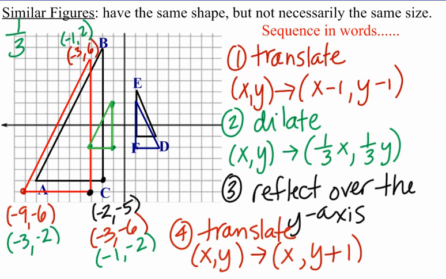So by these transformations, we have just proven that these two triangles are indeed similar and proportionate.